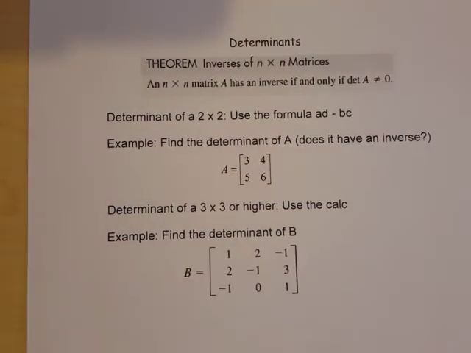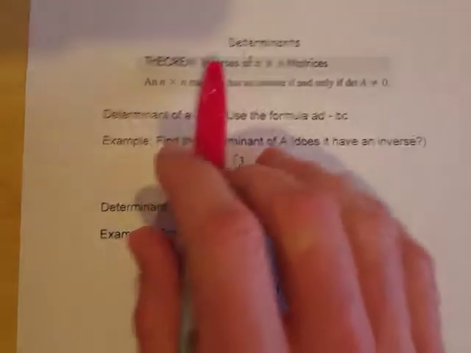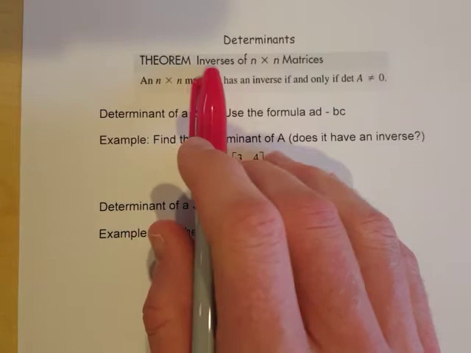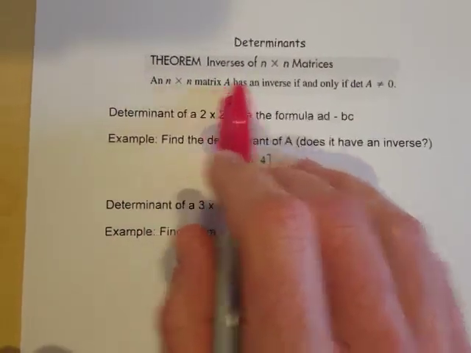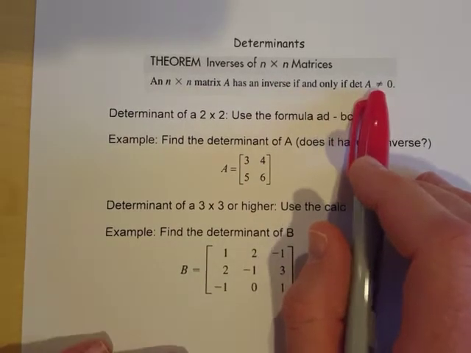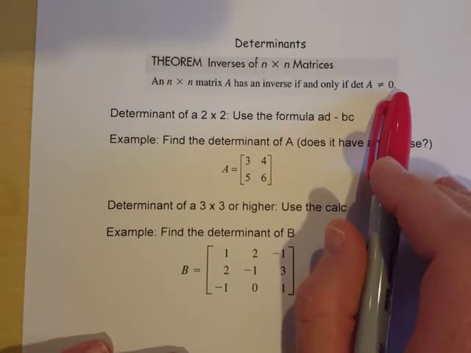A determinant is something that we can use to determine if a matrix has an inverse. So when we're talking about determinants, we start with the theorem about inverses. It says an n by n matrix A has an inverse if and only if the determinant of A is not equal to 0.